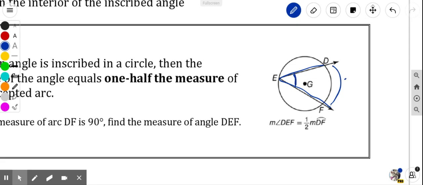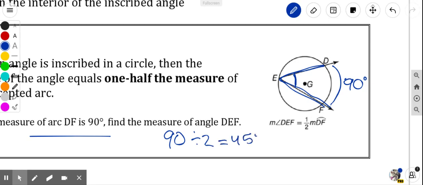I wrote an example over here that says if the measure of arc DF is 90 degrees, find the measure of angle DEF. You would just cut it in half. So it would just be 90 divided by 2, which is 45 degrees. So that's the inscribed angle theorem.